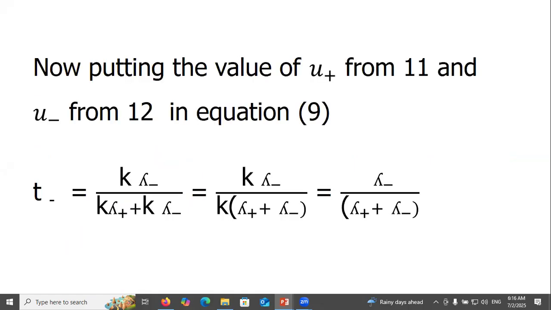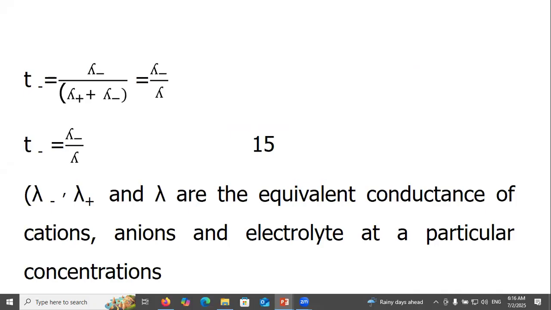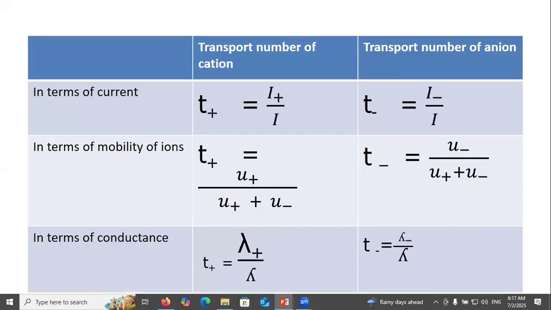Now putting the value of μ+ from 11 and μ- from 12, T- equals λ- over (λ+ + λ-). That is, T- equals λ- over λ. λ-, λ+ and λ are the equivalent conductance of cations, anions, and electrolyte at a particular concentration.